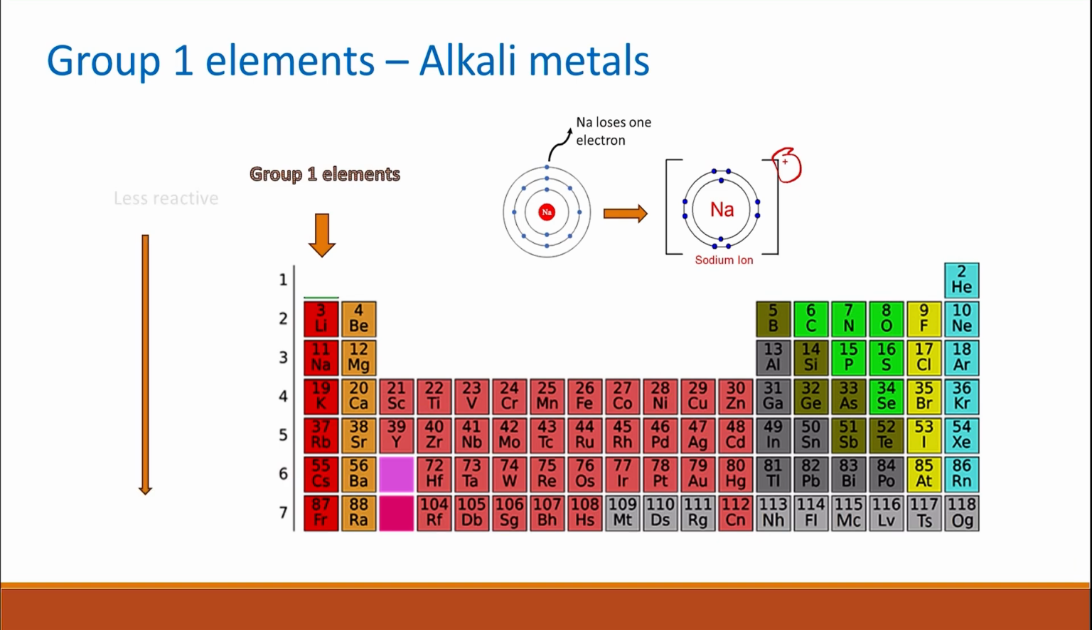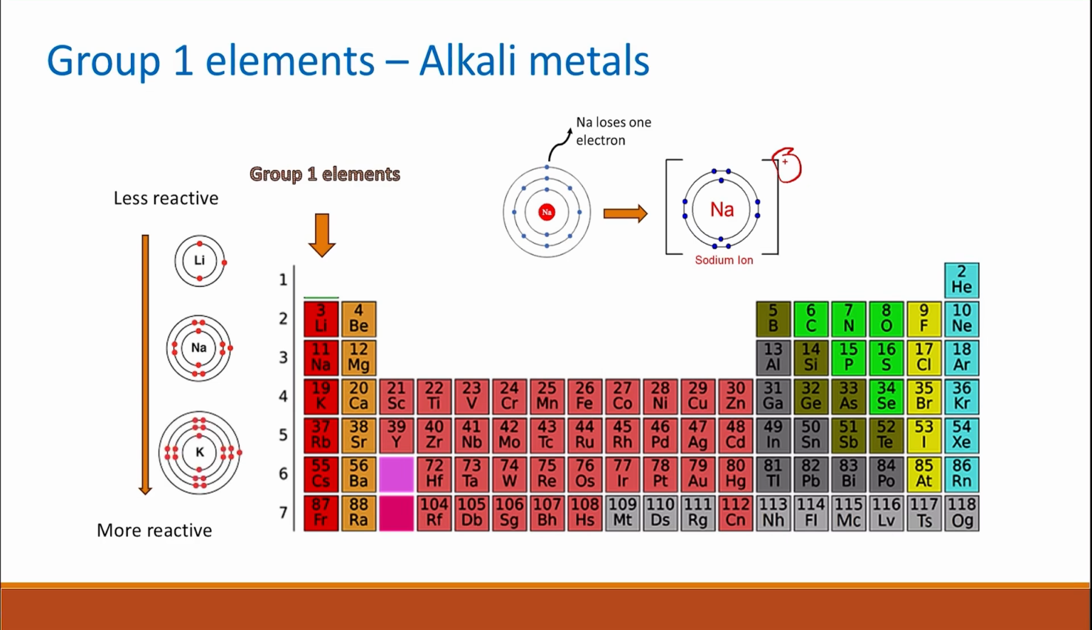As you go down the group, the element will become more reactive, and the reason behind that is because the outer shell electrons become further away from the nucleus, which is positively charged, so they will be less attracted to the positively charged nucleus, so the electron becomes easier to lose, or the element will lose the electron more easily. So this is why they are more reactive.